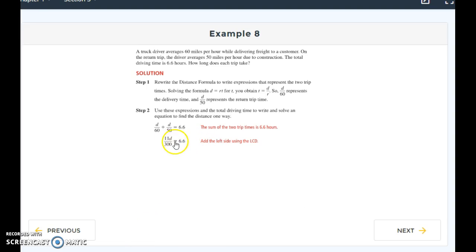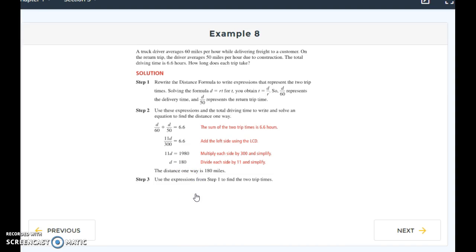So I've added my fractions to equal my 6.6. Then I see I'm dividing, so I go ahead and multiply each side by 300 to get rid of the denominator, and then I'm multiplying, and to undo that, I divide. So I divide each side by 11 and then simplify. So my D is 180. So the distance, right, D was distance, one way is 180 miles.